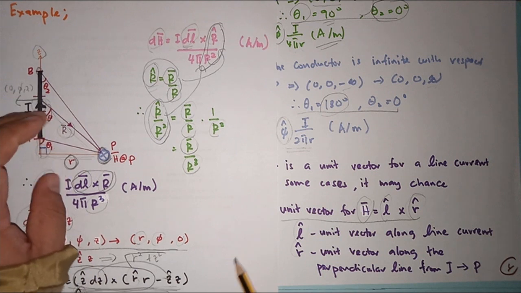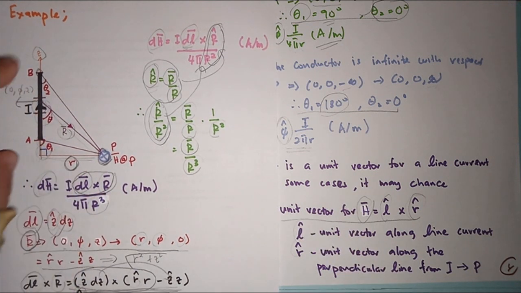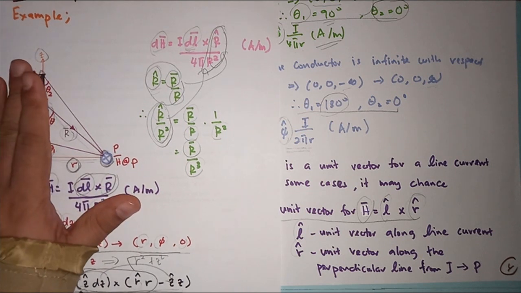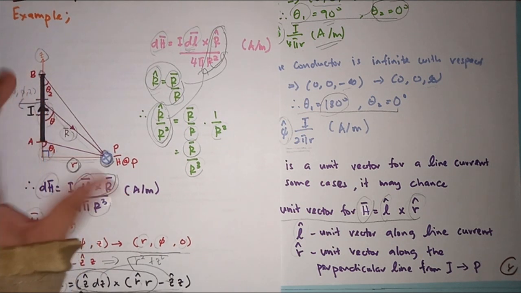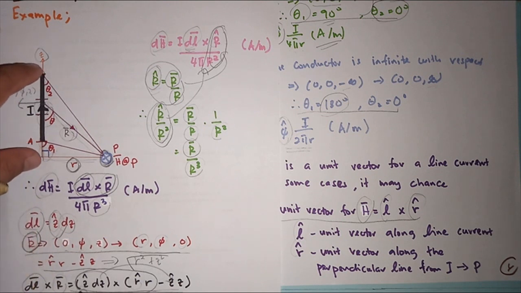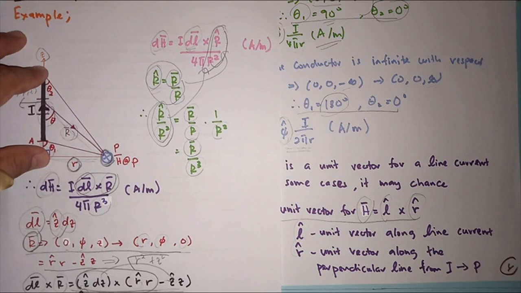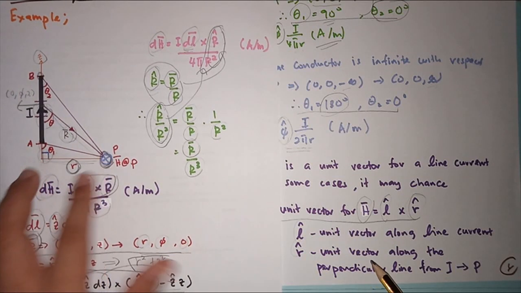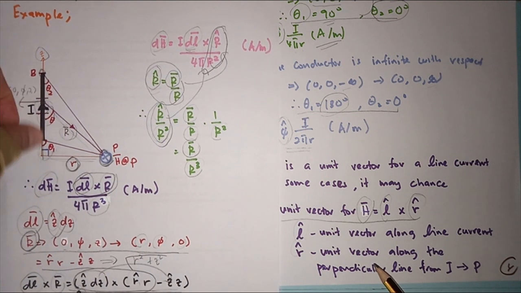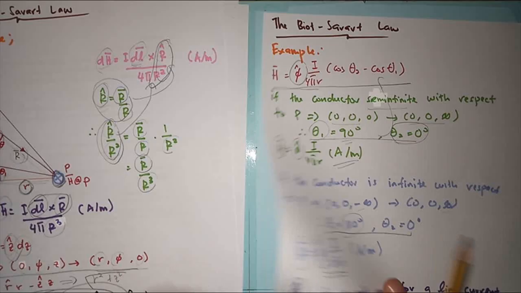But in some cases, the line and the field will be expressed in the XY Cartesian coordinate system, for example. In that particular case, you need to be really sure what the unit vector is for the current flowing direction, and what the unit vector is that represents the vector between our line current here and our test point.